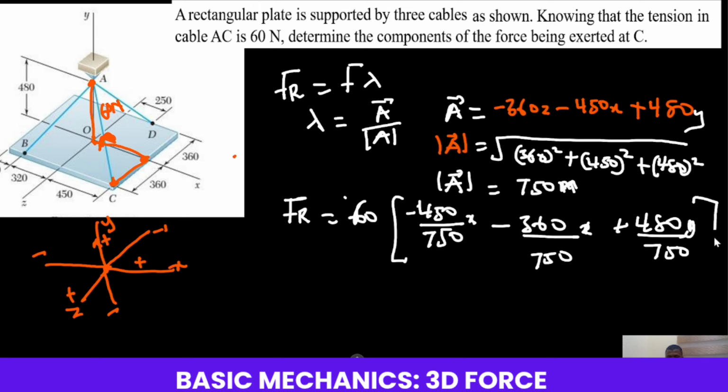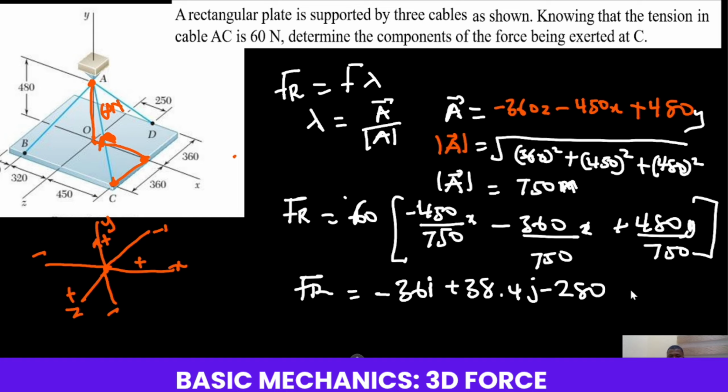If you multiply, we get a resulting force, which we can write in terms of i, j, k. That will give us minus 36 in the i direction, plus 38.4 in the j direction, and finally minus 28.8 in the k direction. So this is basically our resultant force.